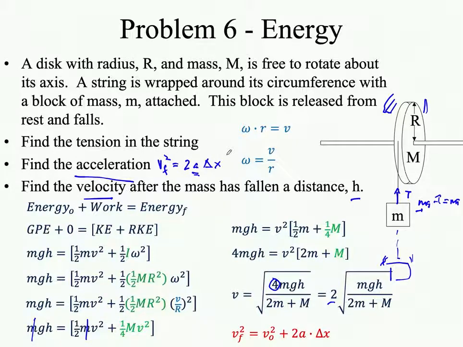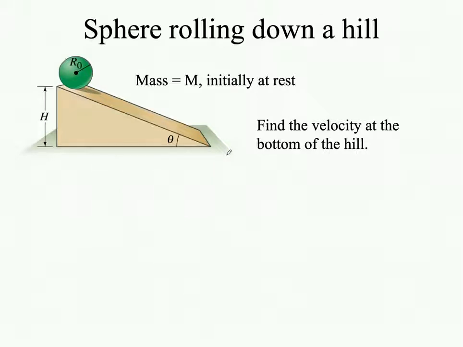Oh yeah, sorry, I wrote that down there. Remember when we did things rolling down ramps? This is a sphere rolling down a hill without slipping. Mass m is initially at rest. It has some radius r, has a height of h. How do we solve the velocity at the bottom of the hill?